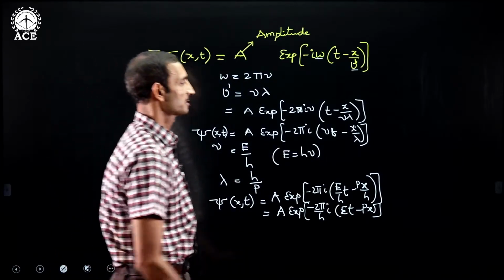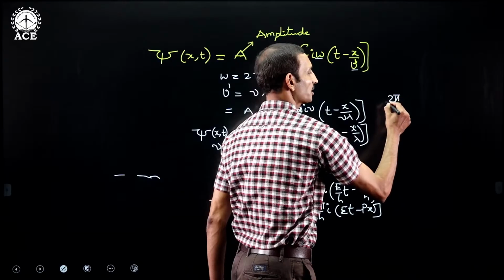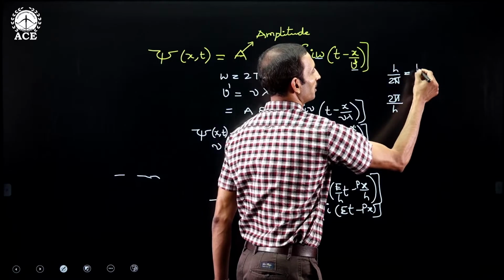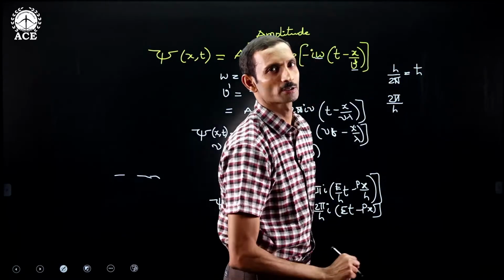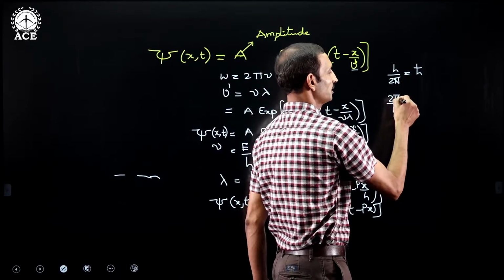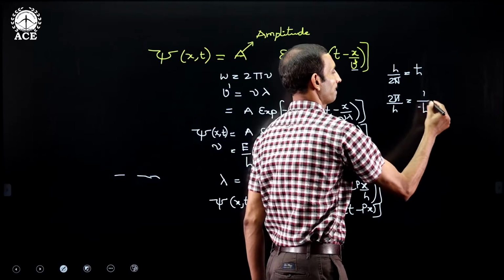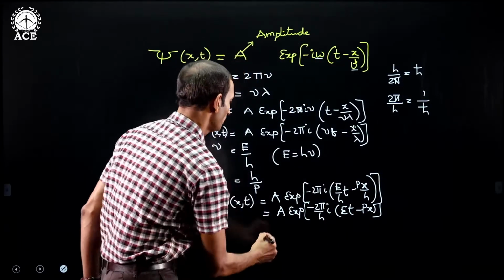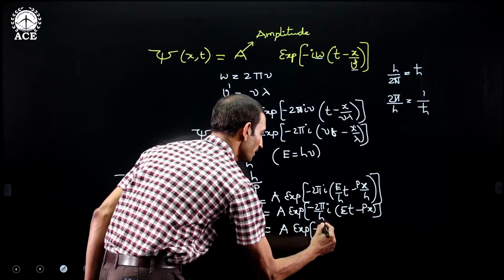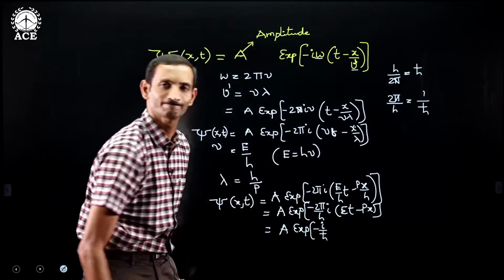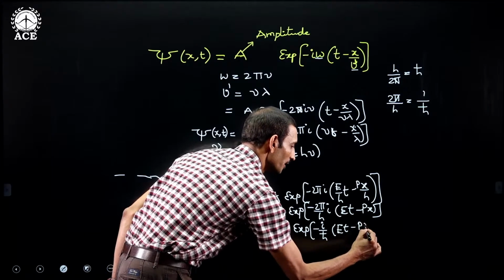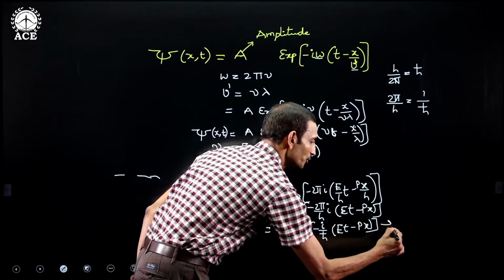Now in quantum mechanics, h is a constant anyway, h by 2 pi is called h cut or h cross. How do we call it? H cross or h cut. So if h by 2 pi is h cross, what is 2 pi by h? 1 by h cross. Therefore our equation would be A into exponential of minus i by h cross, multiplied by (Et minus px). Let this be equation 1.